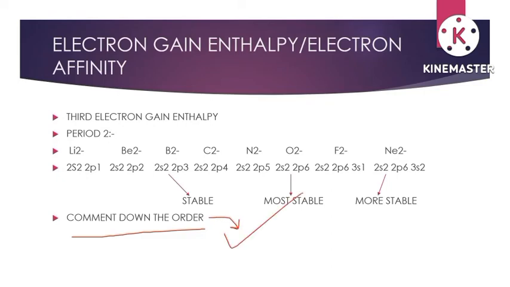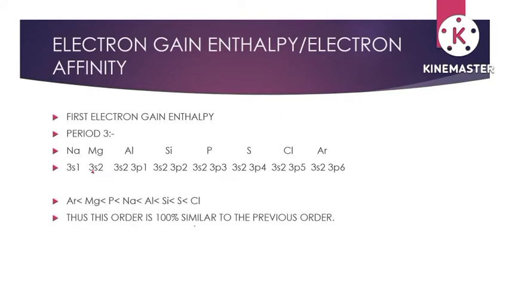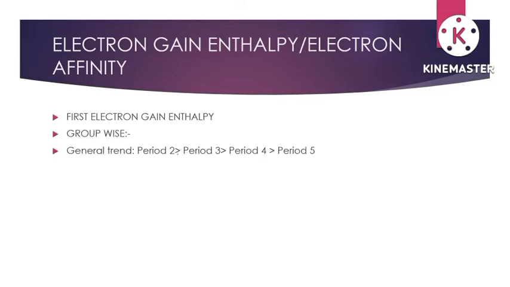Okay, now the period 3, it will be like this. This one is stable, this one is stable, and this one is stable, and this is more stable, this is stable, and this is more stable. So we'll write first the most stable, then more stable, then the stable one, and then write all of them and give the signs. Okay, thus this order is 100% similar to the previous order of first electron gain enthalpy.